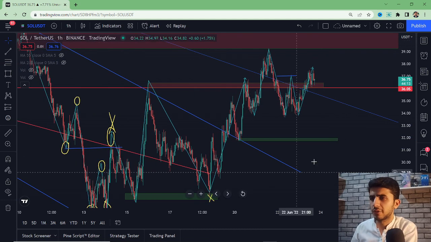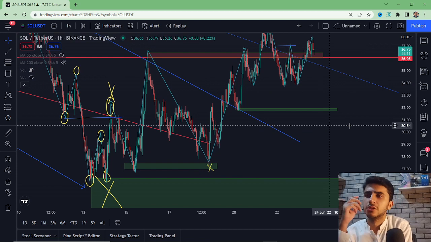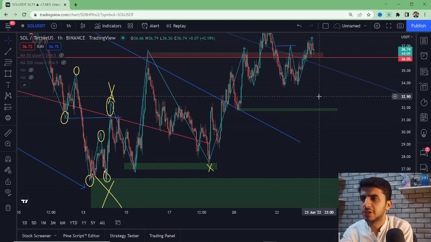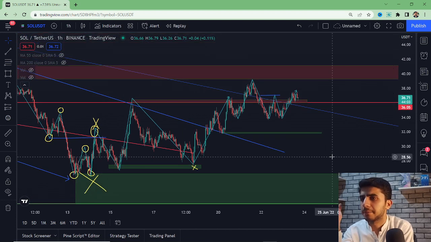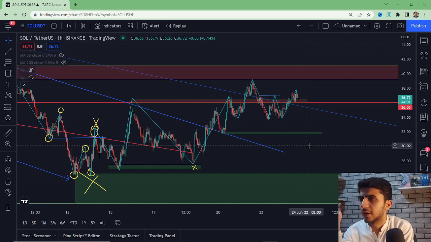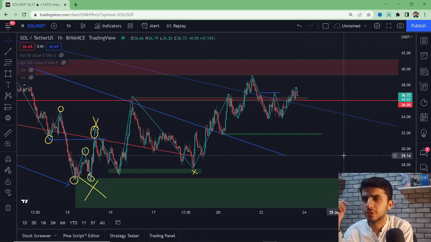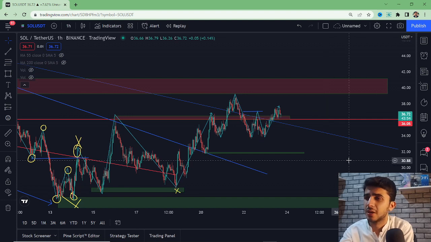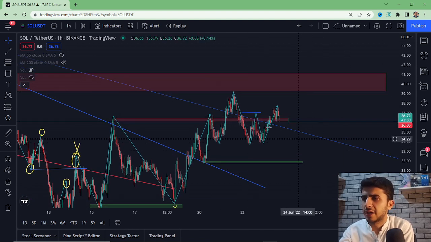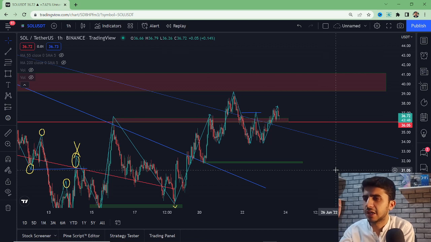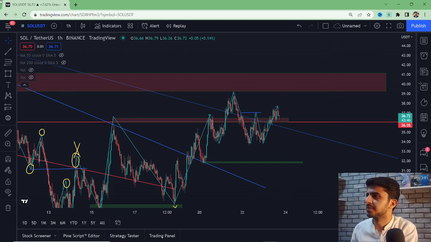So if you're looking for an entry on Solana, you can use this order block if you wish, but you would need a very tight stop loss for that as well. And yeah, just proper risk management. You can do a 1:3 or 1:2 trade. A very simple trade you can make here. Target for the profits, nothing more.